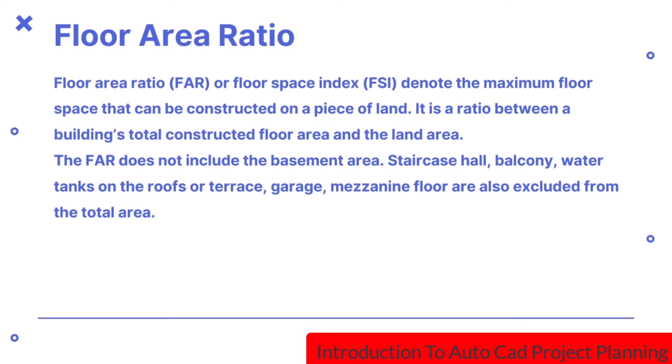The floor area ratio does not include the basement area, staircase hall, balcony, or water tanks on the roofs or terrace. Garage and mezzanine floor are also excluded from the total area.